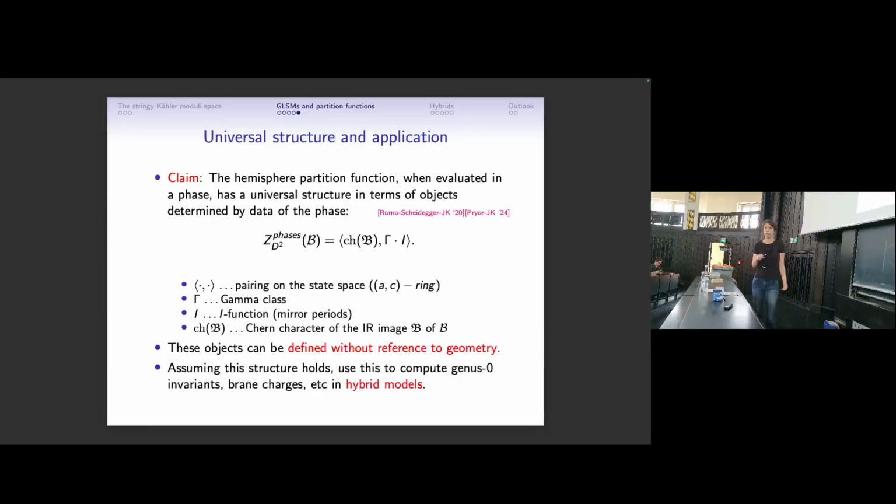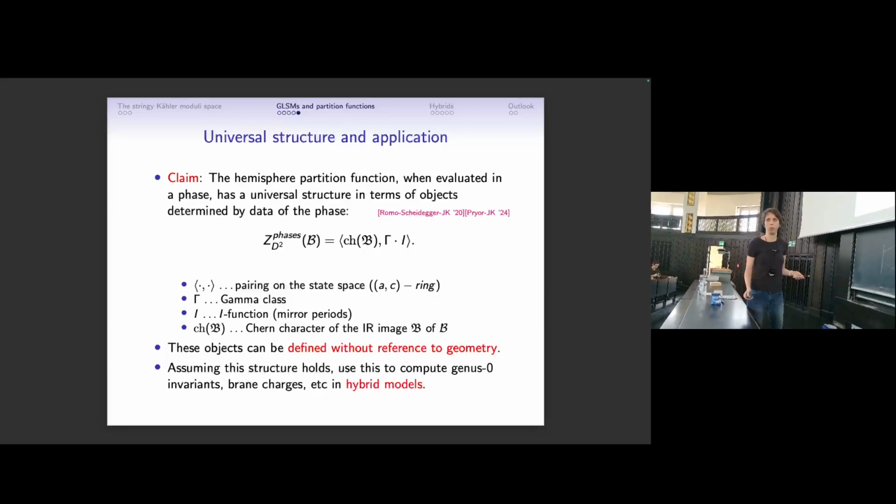And all these objects can actually have a definition also without reference to geometry. Of course, when you have geometry, the I function will be a vector expanded in terms of the cohomology of the Calabi-Yau, but you don't need that. You also have state spaces in other models. All right, and this is what I plan to do for these hybrid models.